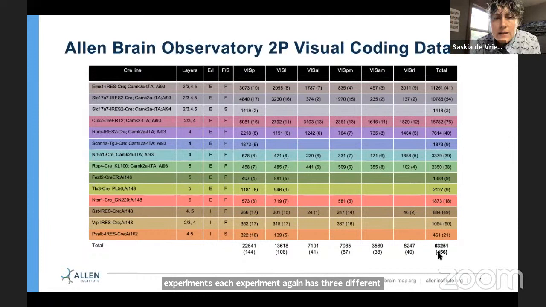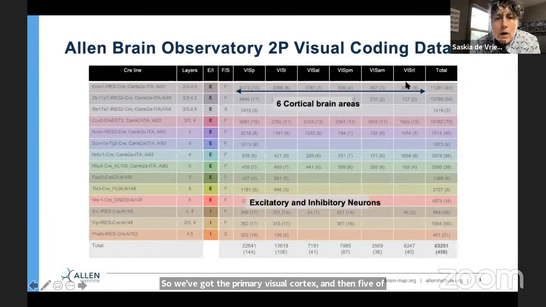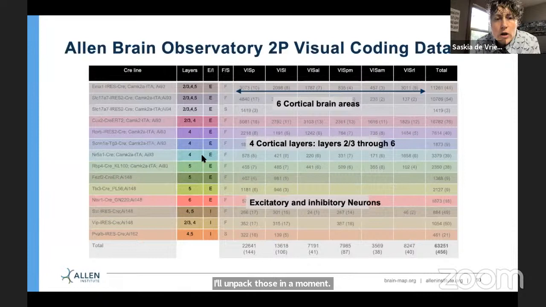And just to unpack this a little bit, you see that the data is collected across six different cortical brain areas. So we've got the primary visual cortex and then five of the higher visual cortical areas that surround it. We've collected data in both excitatory and inhibitory neurons. We use specific Cre lines to target expression, and I'll unpack those in a moment. We have collected data across different cortical layers, spanning from layer 2-3 all the way to layer 6.